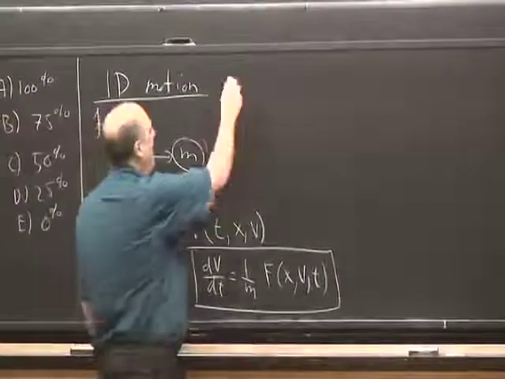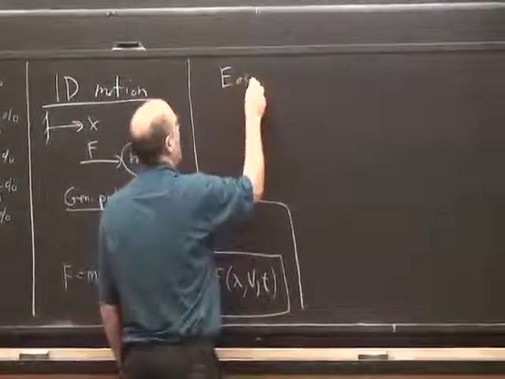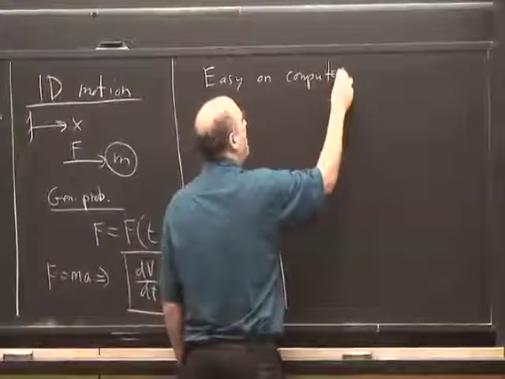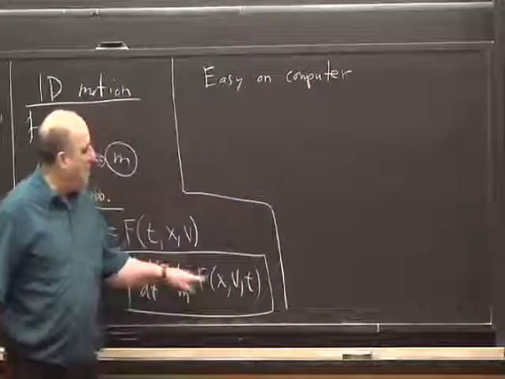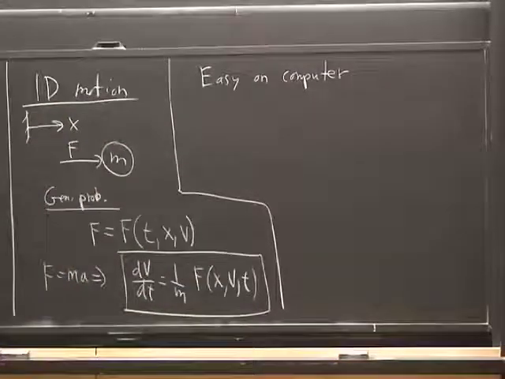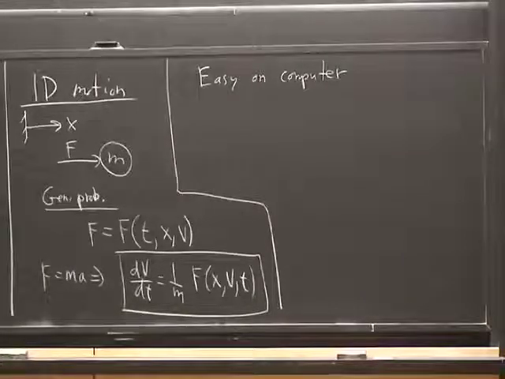Now, once it's specified, this is easy to do on the computer. In fact, the program I wrote in class last time, you just have to change one part of one line to put in any function of position, velocity, and time. You just have to put that function in that line, and that tells us how the thing moves.